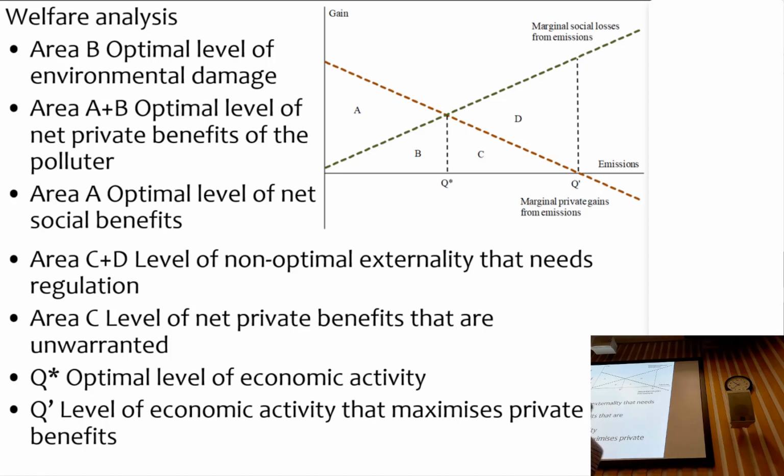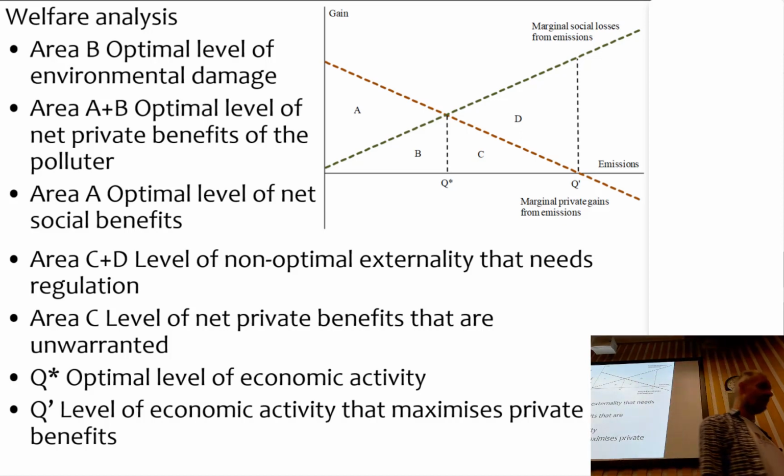The area A between the two curves is then the optimal level of the net social benefits, right? Where the area under the green curve, A plus B, is the private benefit. The area B is the social loss, and then the difference between the two is A. That is how much society is better off by choosing point Q star relative to 0, right?